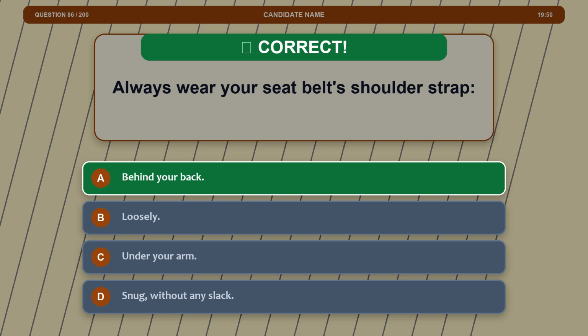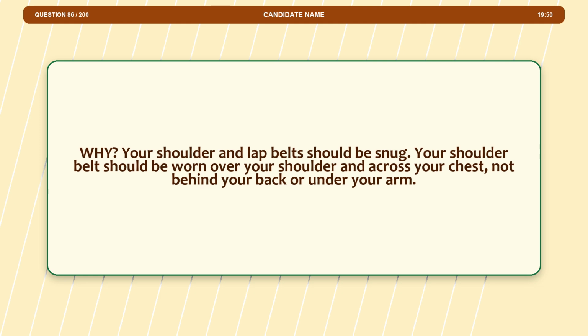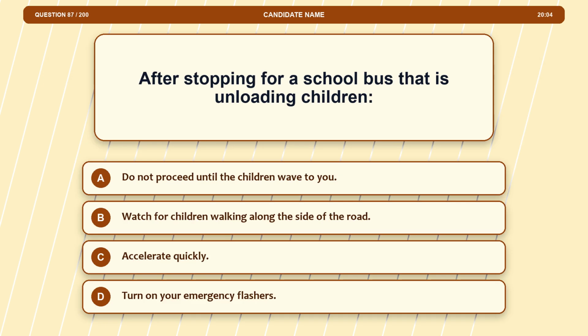The correct answer is option A, behind your back. Explanation. Your shoulder and lap belts should be snug. Your shoulder belt should be worn over your shoulder and across your chest, not behind your back or under your arm.